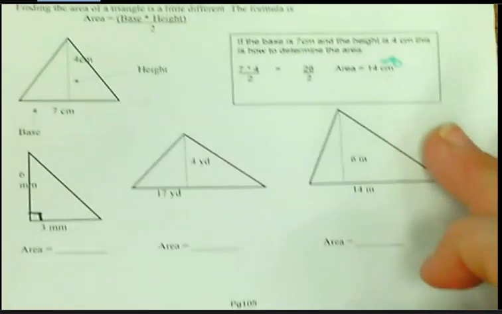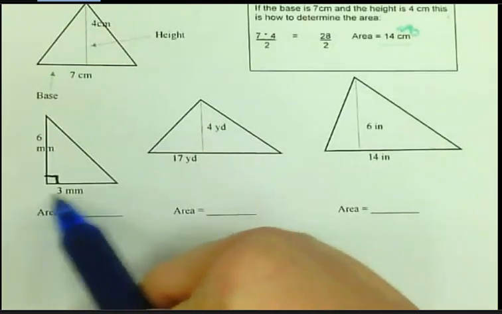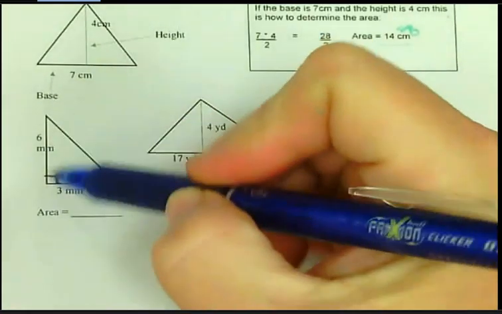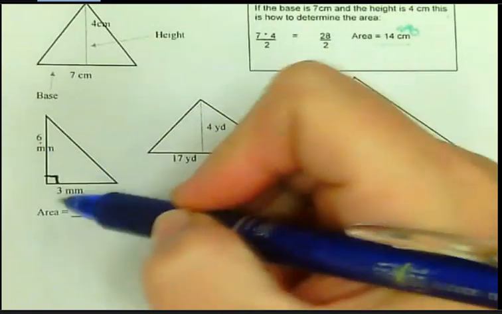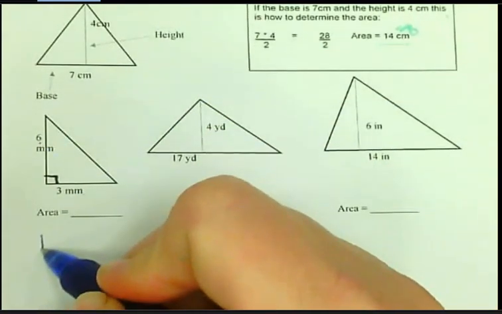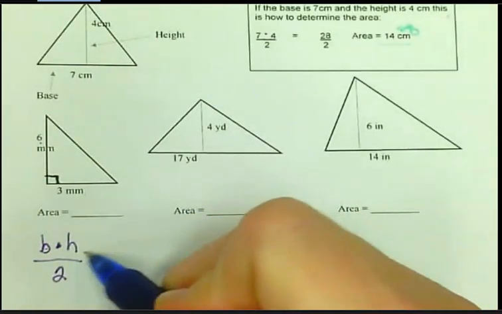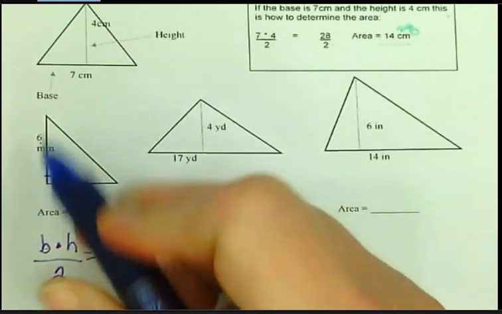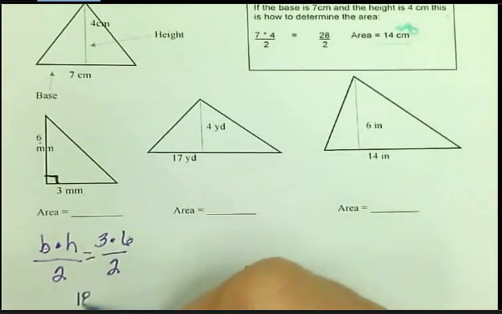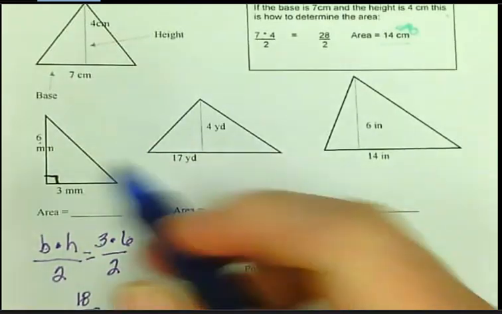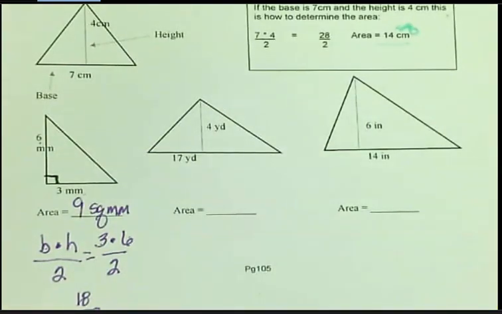All right? So here we go. Let's try this together. Here is a right triangle, and it says that the base is 3 millimeters, and the height, since it's a right triangle, as long as they tell us what that is, we're good to go. So 6. So we're going to go base times height divided by 2. So base is 3, height is 6, and that's divided by 2. 3 times 6 is 18. When we divide by 2, that's going to be 9 square millimeters. Okay?